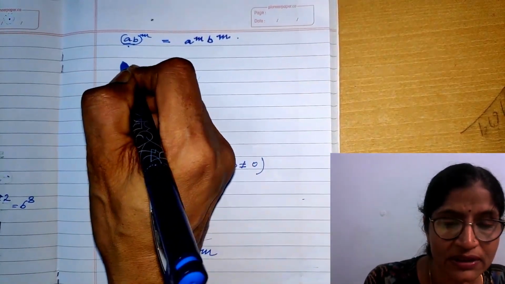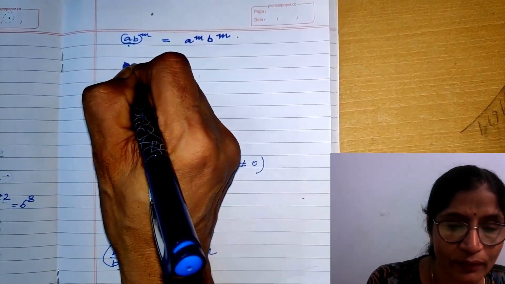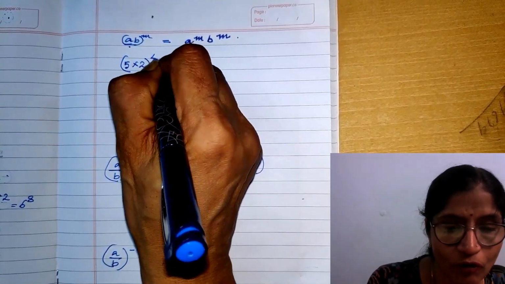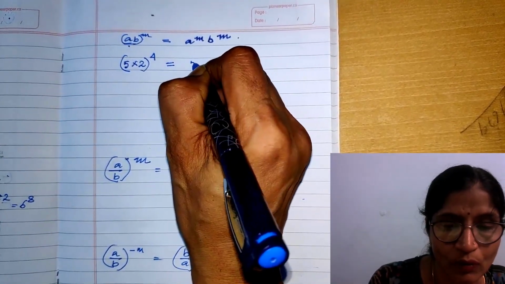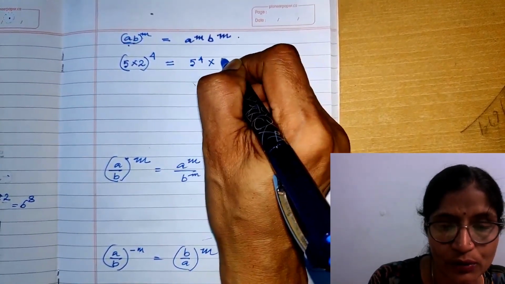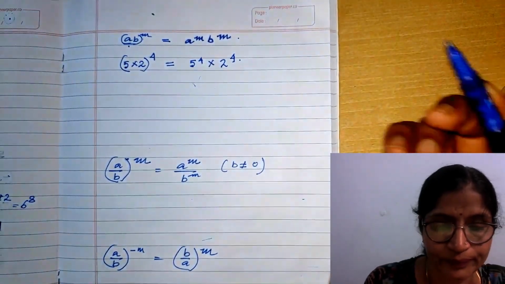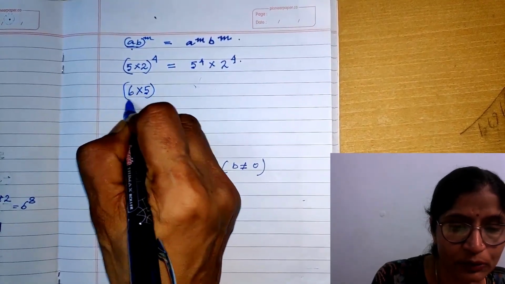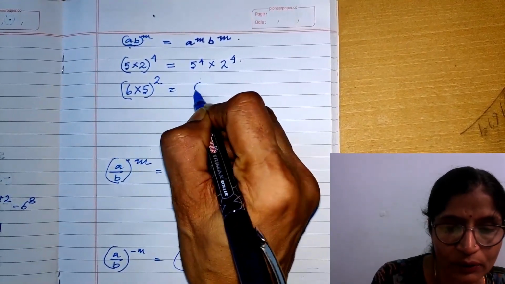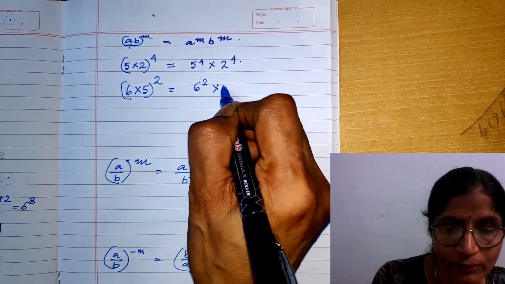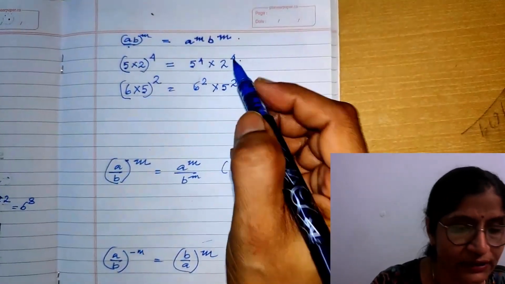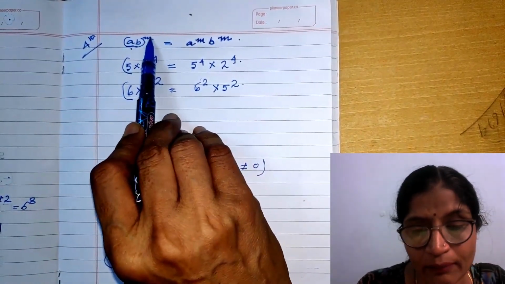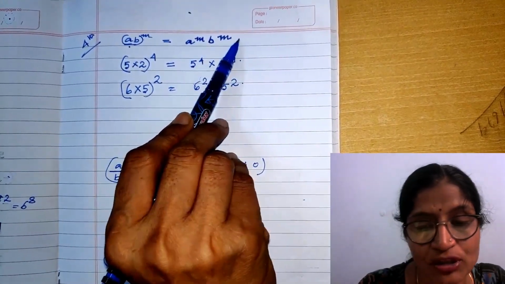For example, suppose I write (5 into 2)^4, then it is equal to 5^4 into 2^4. Or (6 into 5)^2, then it is equal to 6^2 into 5^2. So that is the fourth law, that (ab)^m will be equal to a^m b^m.